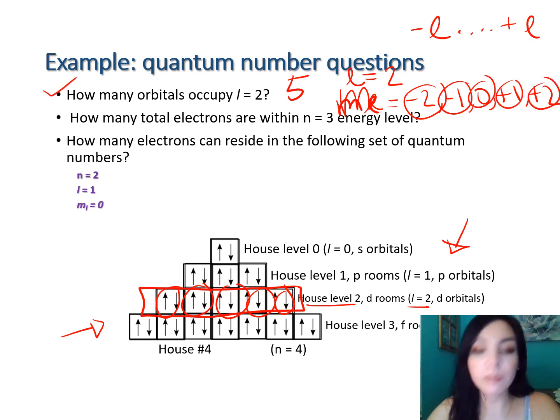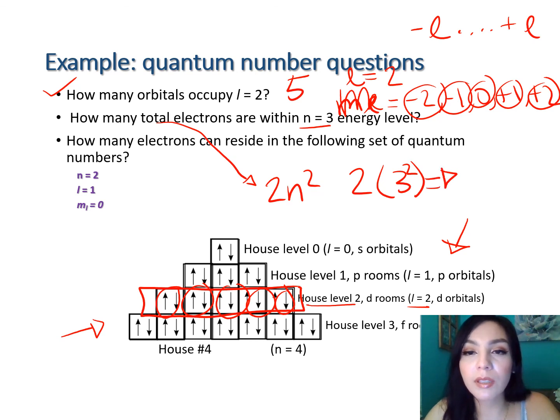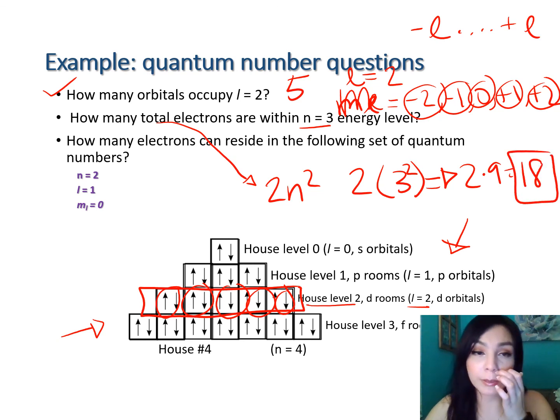So that one's done. Next we have: how many total electrons are within n equals 3? If you recall, we learned that you can calculate total electrons with a simple equation, which is 2n squared. We're just going to plug this in: 3 squared is 9, so 2 times 9 equals 18. That would be our answer for the second question.